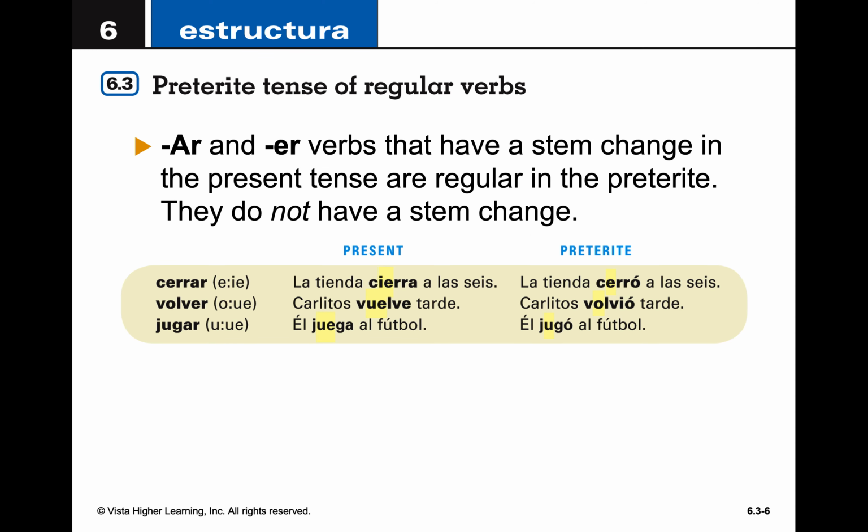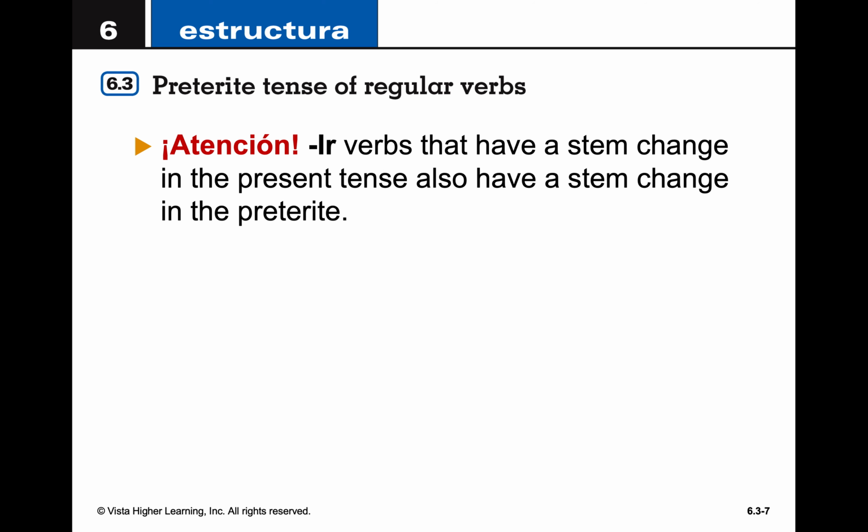AR and ER verbs that have a stem change in the present tense are regular in the preterite. So this means that they're not going to have that stem change occur in the preterite. For instance, when I have E go to IE, O go to UE, or U to UE, that doesn't happen in the preterite tense. So that's one more simplification that you have in the preterite that we do not have in the present.